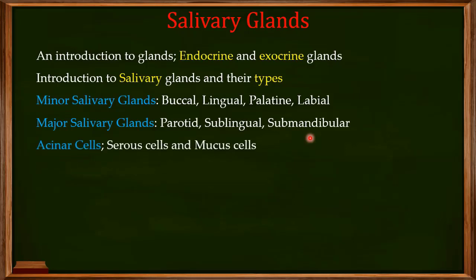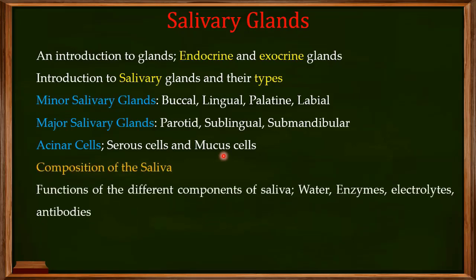We will focus on the acinar cells. These are actually the building blocks of the major and the minor salivary glands, and the acinar cells usually come in two flavors, the serous cells and the mucus cells. So we'll talk about them in detail, what they are and what their functions are. Then we will move on towards the composition of the saliva, and we'll focus on different components of the saliva like the water, the enzymes, the electrolytes, and the antibodies present in the saliva. We'll talk about their roles as far as the function of the saliva is concerned.